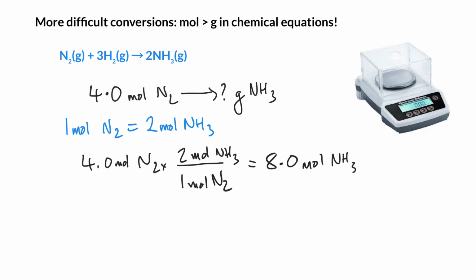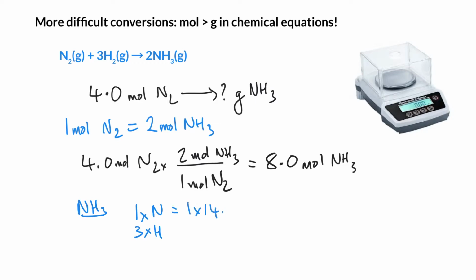And the question, though, did not ask us how many moles of ammonia, right? It said how many grams of ammonia. And so this means we got to do one more thing here. We got to take our ammonia, right? And we got to count by weighing. So the ammonia is made of 1 nitrogen and 3 hydrogens.